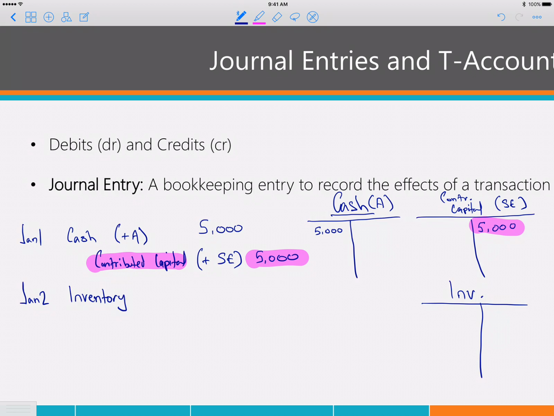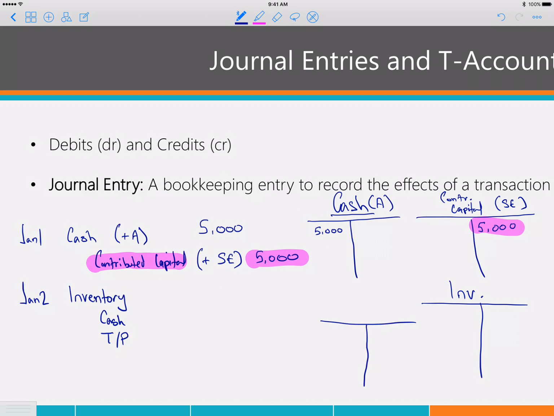We paid for this inventory by cash, so we credit cash because we decreased the asset. But remember, more than 2 accounts can be affected at the same time. So we also got some of the inventory on credit. Our supplier gave it to us with the promise to pay later. So we're going to credit trades payable. You just write TP for that.